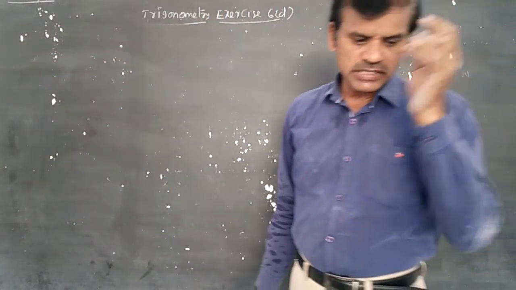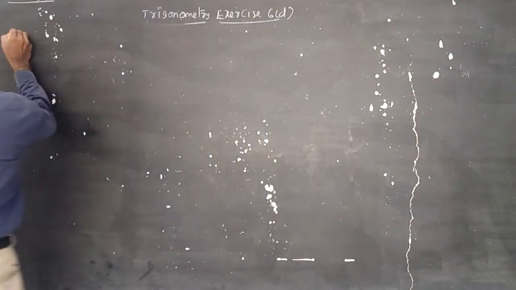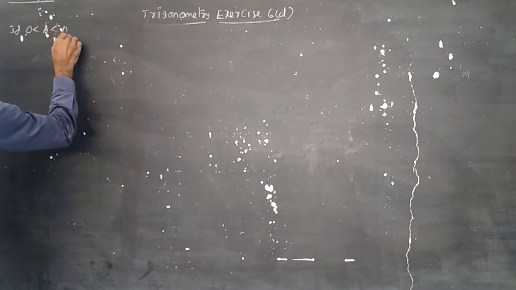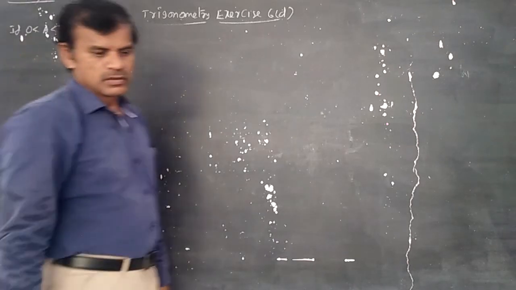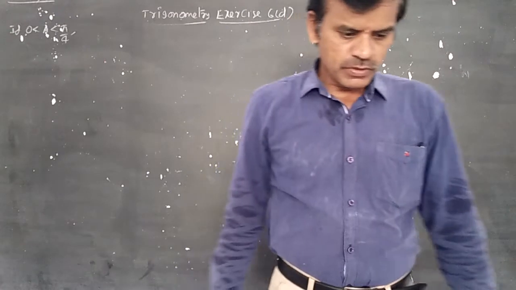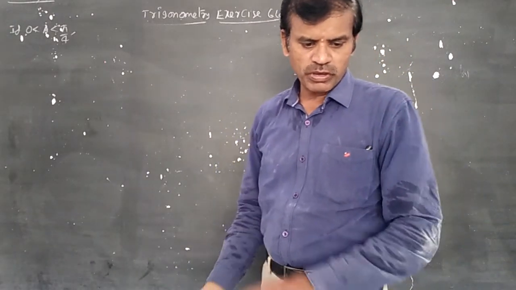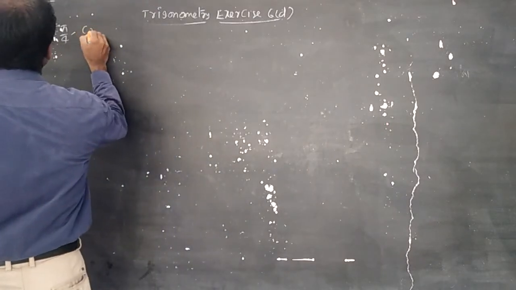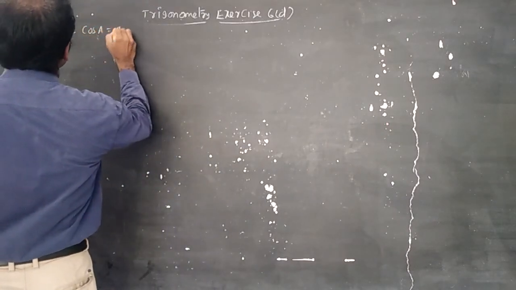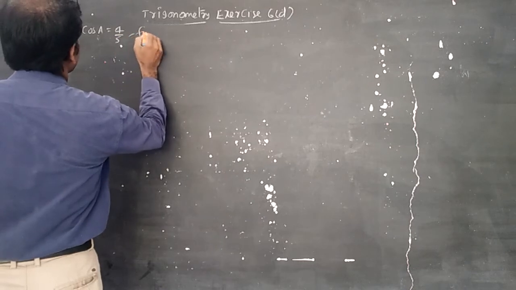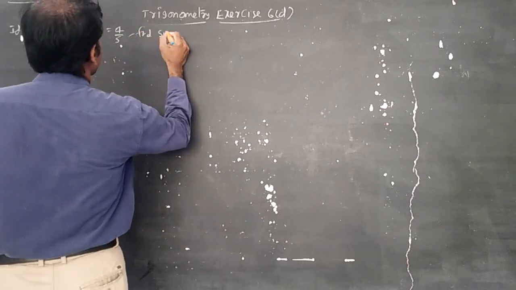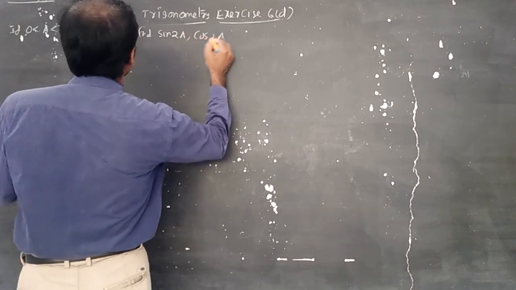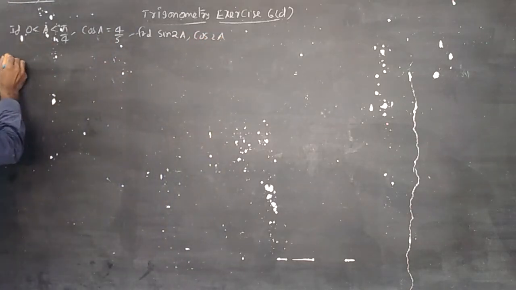If 0 is less than a, less than pi by 4, and cos a is equal to 4 by 5, find sin 2a and cos 2a.